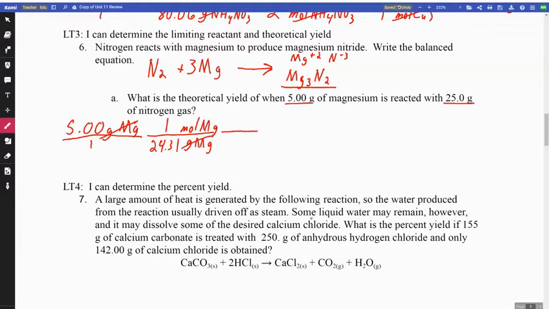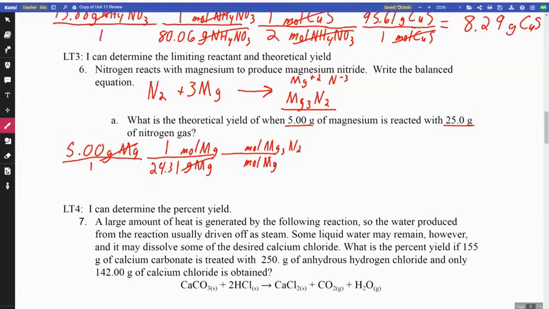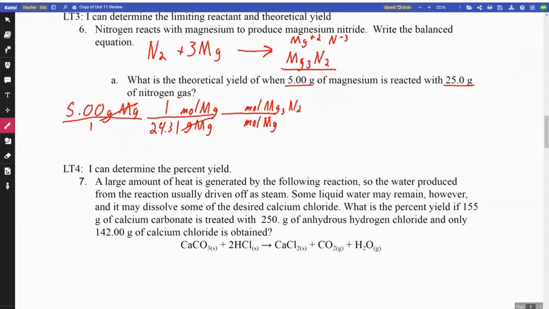That's not where we want to be, so we need another conversion factor. Moles Mg on bottom. We want to go to grams of Mg3N2. We can't go directly there, so we're going to put moles of Mg3N2 on top. That is our mole ratio, so we need our coefficients. Coefficient of Mg is 3. Coefficient of Mg3N2 is 1. Moles of Mg cancel out. We're left with moles of Mg3N2.